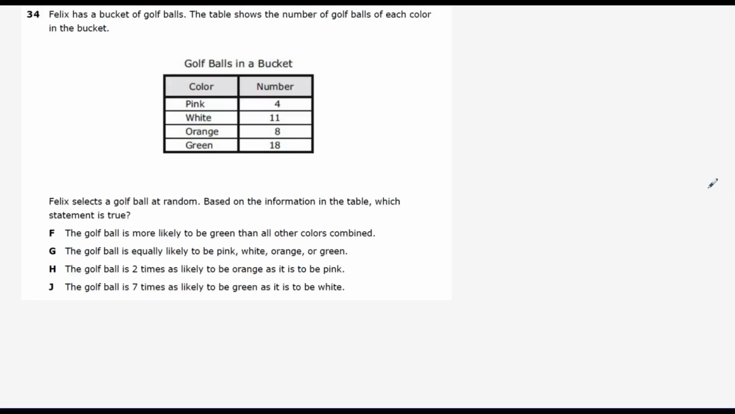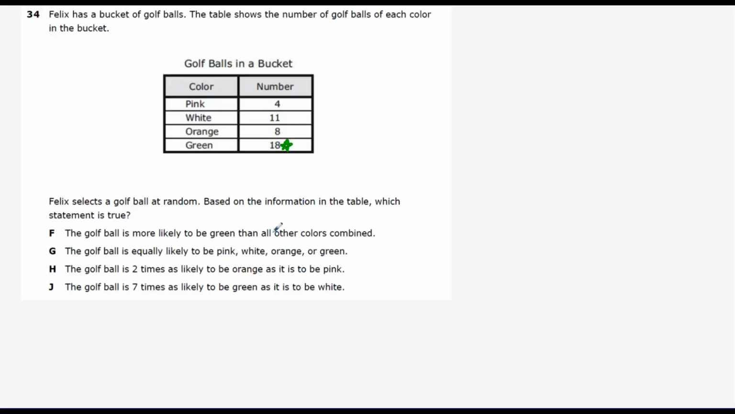Alright, 34, some people actually did really well on, which is good. So bucket of golf balls, table shows the colors of each. Which of the statements is true if he picks one at random? So we just have to go through and check our answers. So golf ball is more likely to be green than all other colors combined. So if we look at it, we see green is the most popular, right?